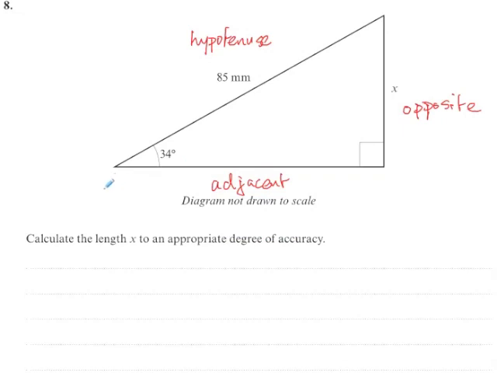So as I say, using SOHCAHTOA, we want to find out the opposite, and we know the hypotenuse. So the SOH part of SOHCAHTOA works. So the sine of 34 degrees is equal to the opposite side over the hypotenuse.